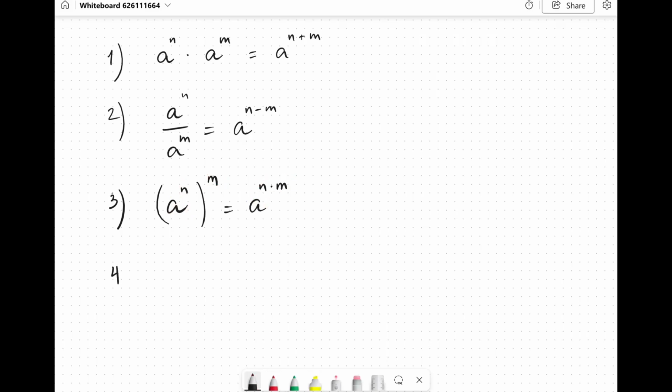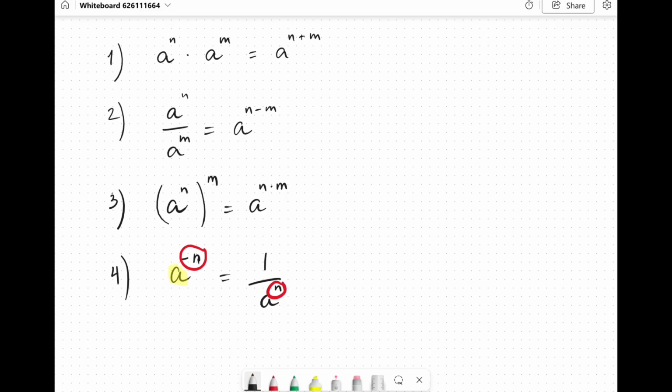Here's your number 4. Number 4 tells you that if you have the base a and that base has a negative exponent, that negative exponent must become positive, and for that exponent to become positive here, you have to flip the base.